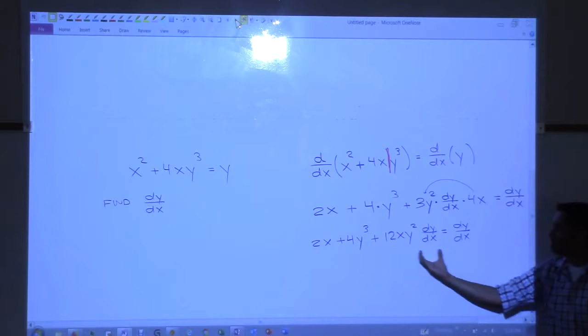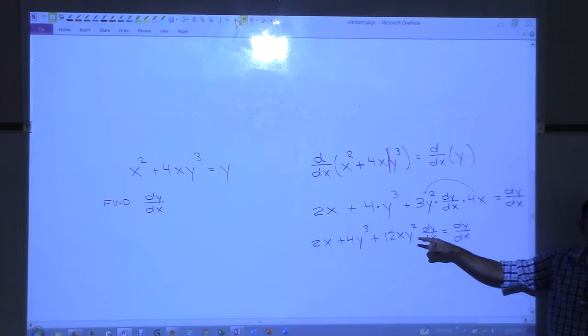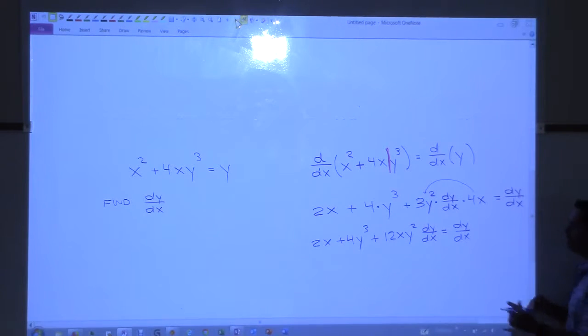Now let's move this to this side. How many of you who did this correct up to this point moved the dy/dx's to the right? And then everyone else did to the left? Okay, so it doesn't matter. I'm going to go to the right here. So I'm going to move this term over here. It becomes negative, right? So minus 12xy squared. When I say move it, what did I really do? I subtracted it, right? So it's gone here.